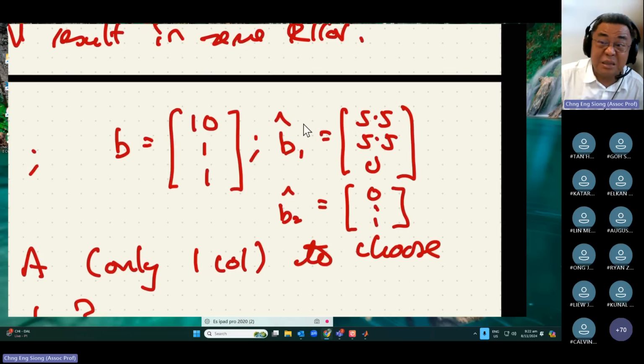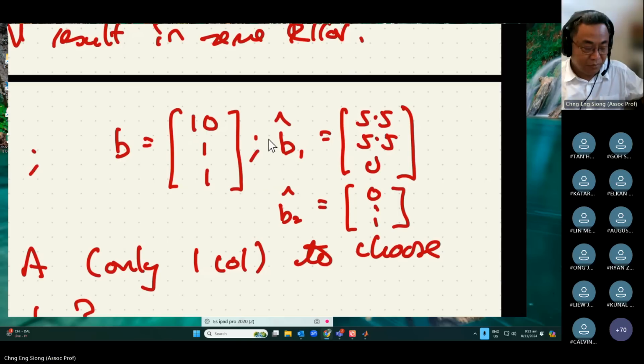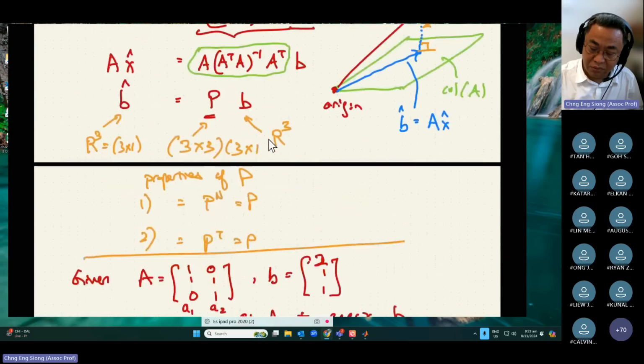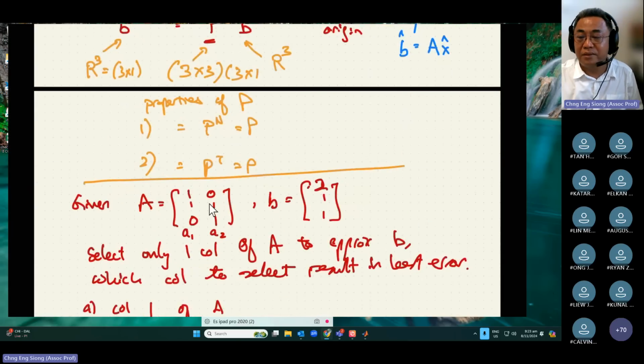In fact, maybe you have to calculate the error. Sometimes if you are really sneaky and nasty, we'll make the two errors the same. Then it's non-trivial. No matter what you choose, the error is the same. In fact, that was the question before, right? The question was 1, 1, 1. The error is the same no matter which one you choose.